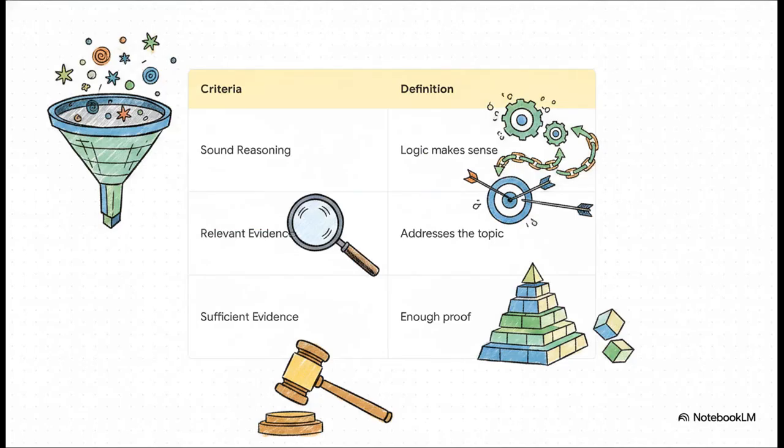To filter those facts, we use 3 strict criteria. First up, sound reasoning. The logic has to make sense and connect directly to the claim. Second, relevant evidence. The facts must specifically address the topic being argued, not just something kind of sort of related. And third, sufficient evidence. There has to be enough proof to actually convince the reader. One flimsy fact just won't hold up in your essays.